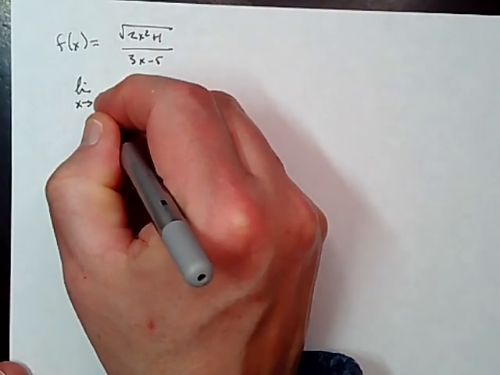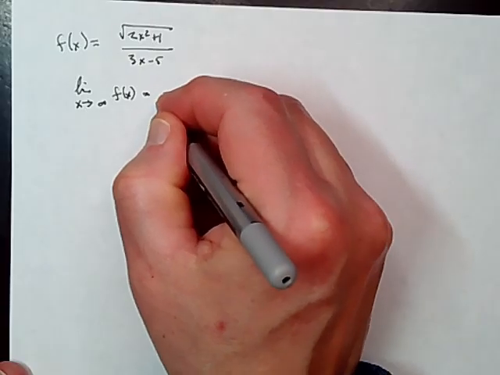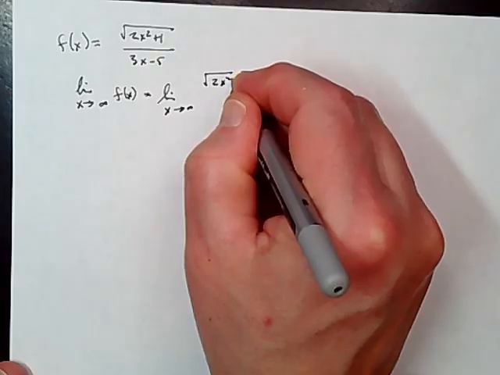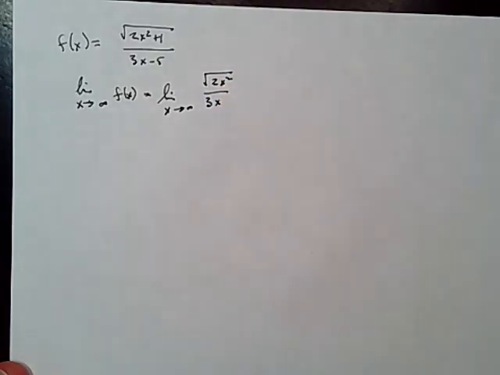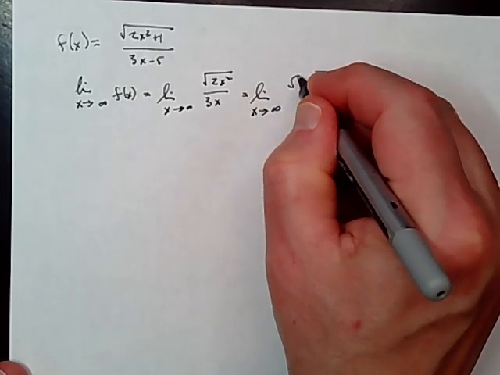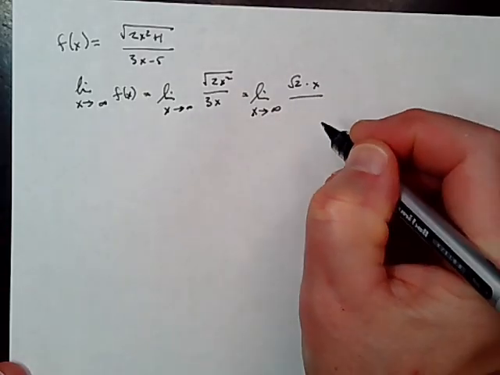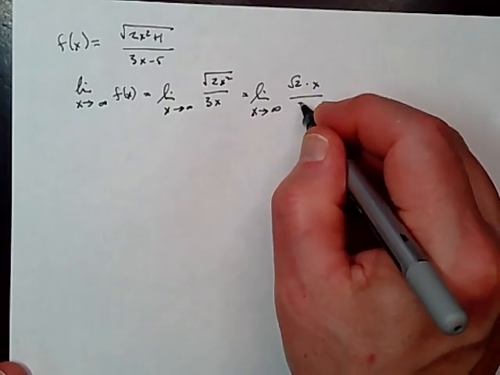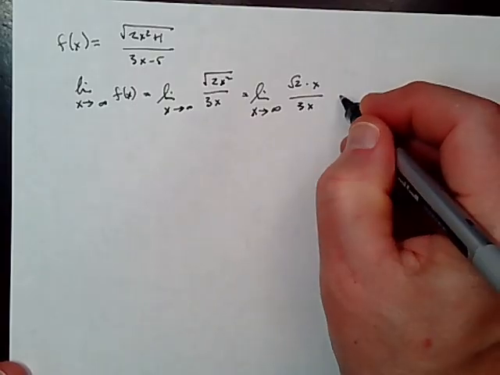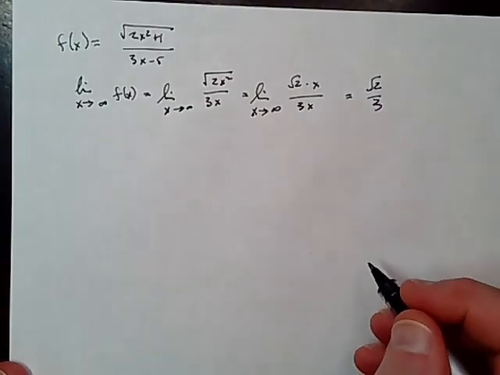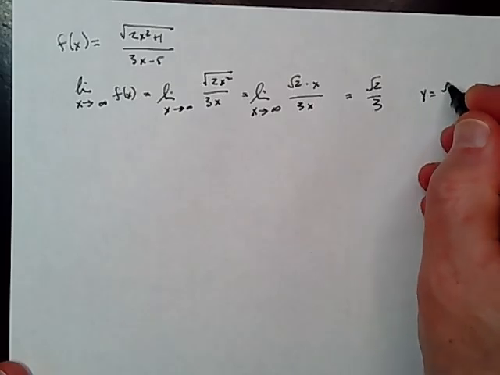So when I take the limit as x approaches plus infinity of f of x, I'm looking at the limit as x approaches plus infinity of the square root of 2x squared, and on the bottom is 3x. So what I get is the limit as x approaches plus infinity of square root of 2 times x. Of course, x is positive, so when you take the square root of x squared, you get x. And on the bottom, I just have 3x. The x's cancel, and I'm looking at a total limit here of square root of 2 over 3. So that's going to be a horizontal asymptote: y equals square root of 2 over 3.